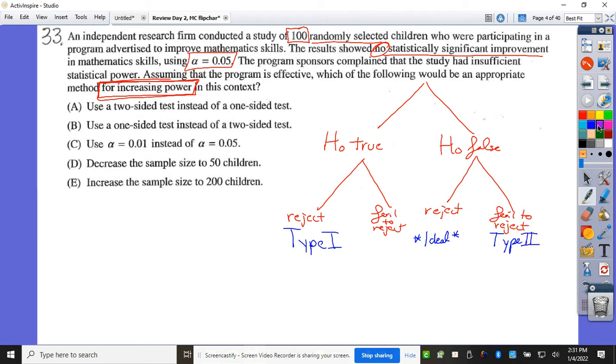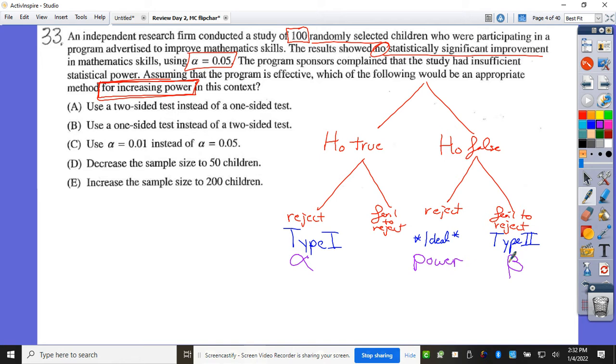Alright, so now I have to associate things with it: the probability of each one. What is the probability of a Type 1? Alpha. I don't have anything for my second path. What is it called, the probability of the ideal one? Power. And what's the probability of my last one? Beta.